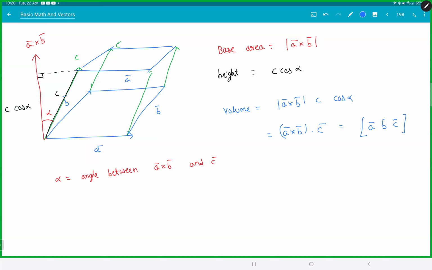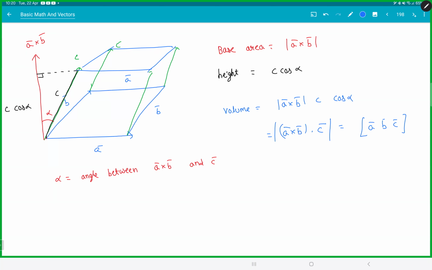Is this making sense, everyone? So this was the proof. A cross B will give you the base area. C cos alpha will give you the height. So you got AB cos alpha, like CD cos alpha types, which is C bar dot D bar. Any doubts on this?